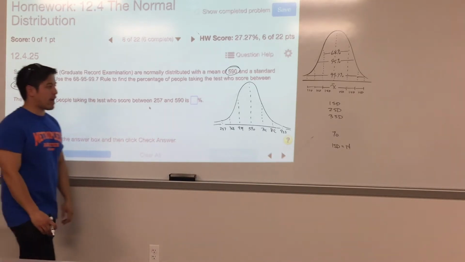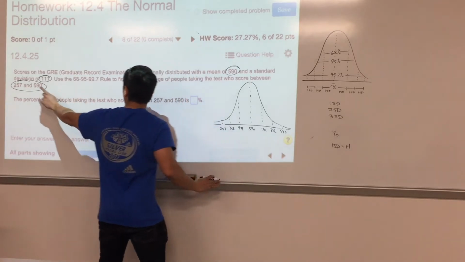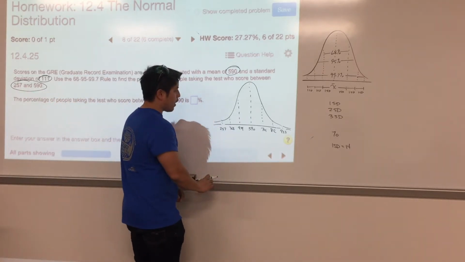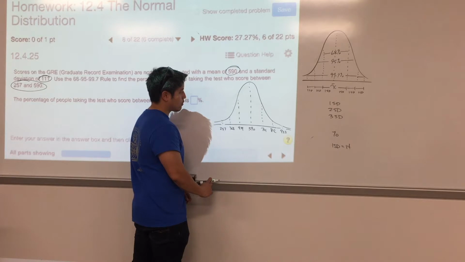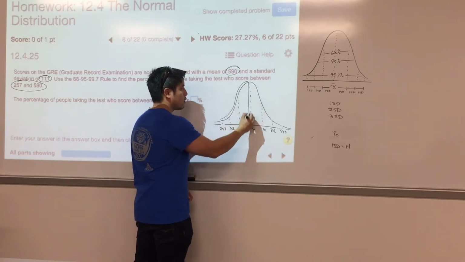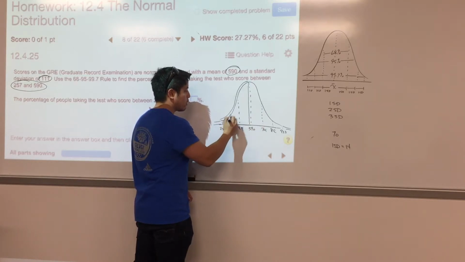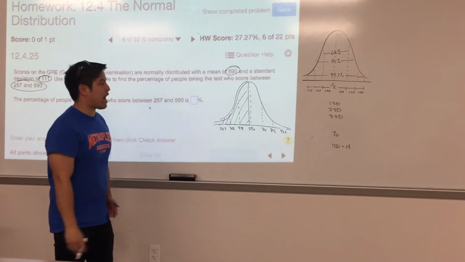In other words, what are they asking for? They're asking for the percentage between 257 and 590. In other words, they're asking for what? They're asking for the percentages. So they're asking for what? Half to there. Does that make sense, everybody? And there it is. They're asking for half of what?